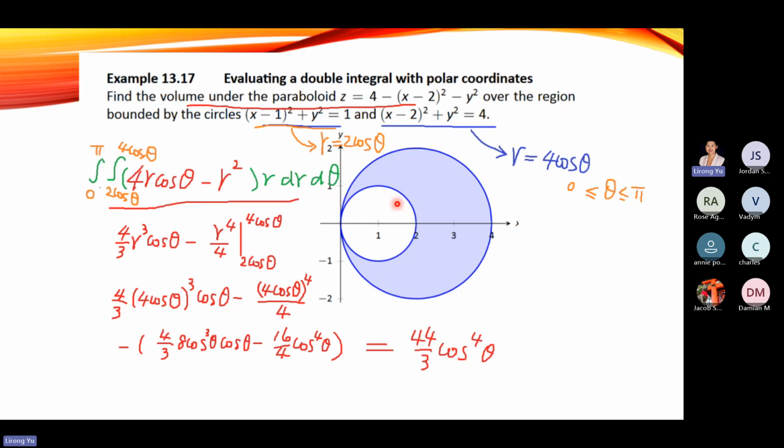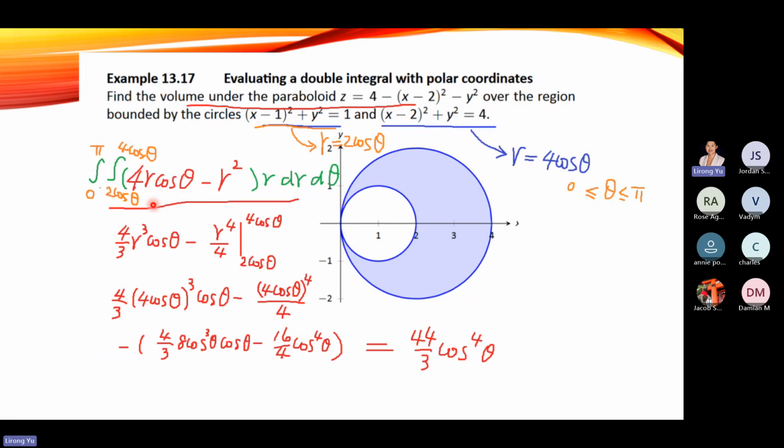If you have a circle that's on the side of the origin. If you have the origin inside the circle, you probably have to go 0 to 2 pi. Whenever the origin is on a point on the circle, you normally don't need 0 to 2 pi. 0 to pi will be enough.